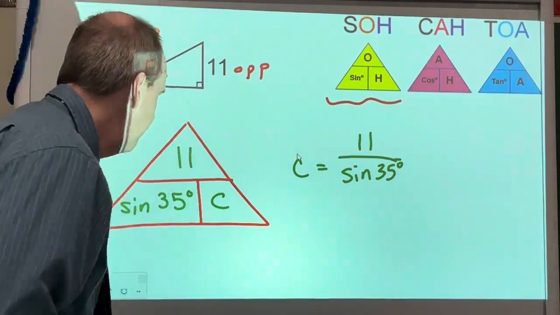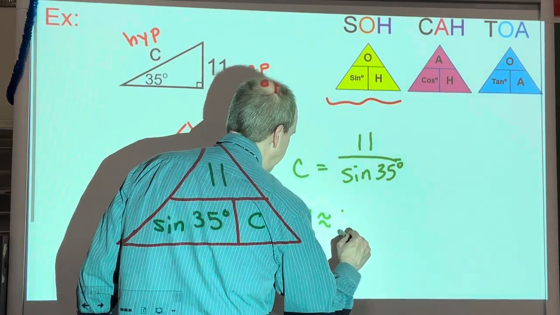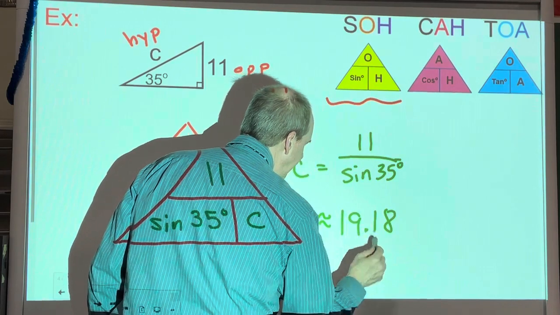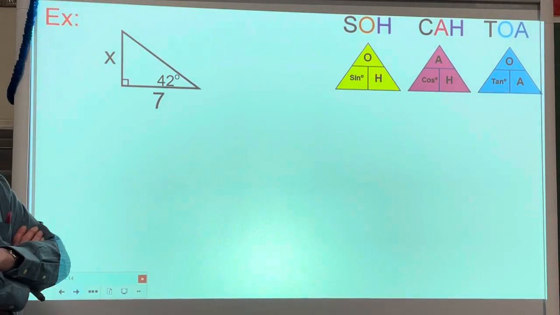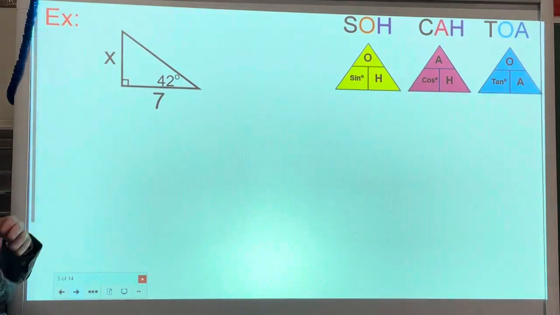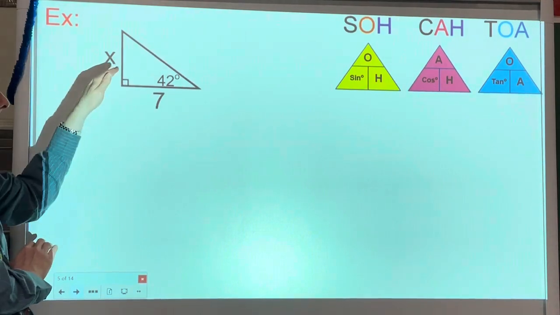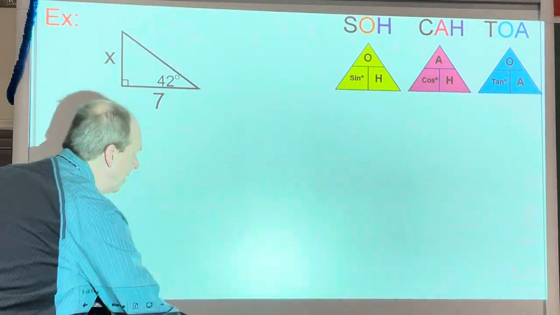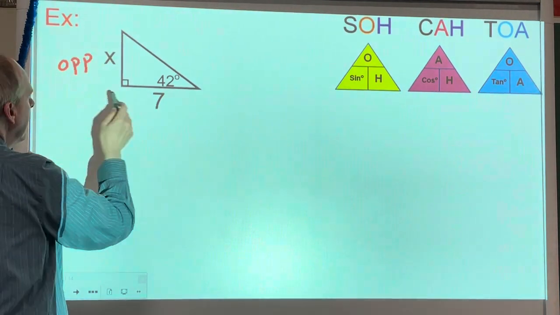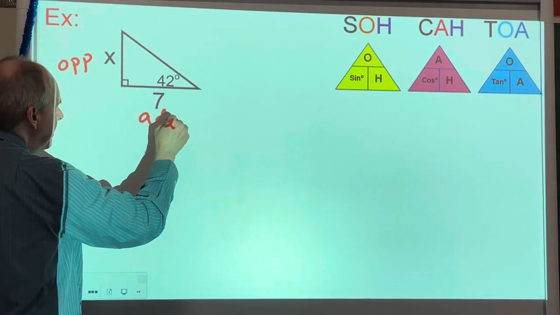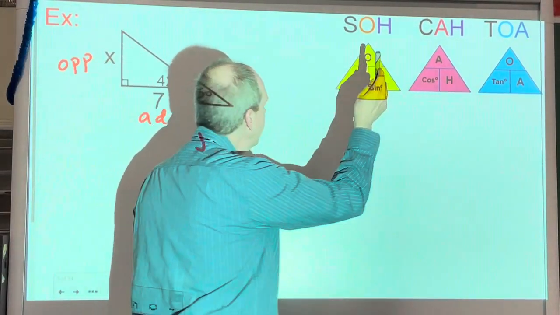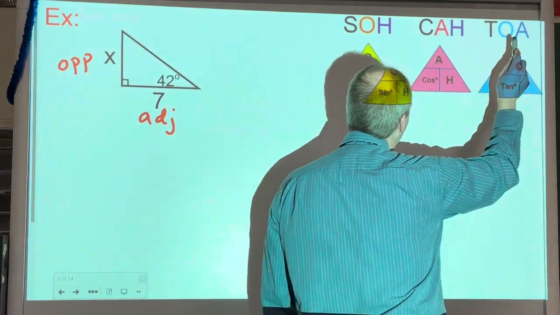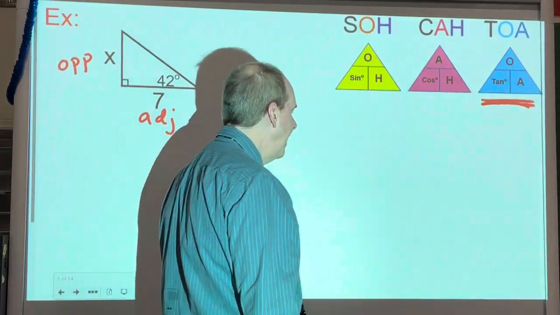Let's take a look at another one. Wow, the year I was born. How'd that work out? All right, so we've got a little right triangle with a 42-degree angle. What do we call the X? It's on the other side away from that 42-degree angle. This is my opposite. What's the side that's next to it? That's adjacent. So which of your three ratios, SOHCAHTOA, work with opposite and adjacent? Opposite hypotenuse, adjacent hypotenuse, opposite and adjacent. There it is. It's a tangent problem.